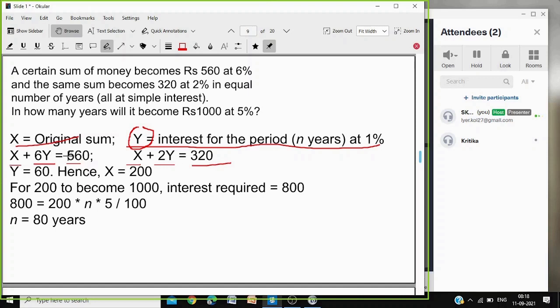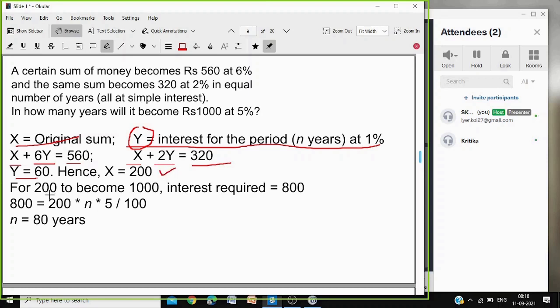So at 6%, X plus 6Y, and at 2%, X plus 2Y. If you subtract X plus 6Y equal to 560 and X plus 2Y equal to 320, the X will cancel. You get 4Y equal to 560 minus 320, that will be 240, so Y equal to 40. Then with Y equal to 40, you put it in any of the equations. So X plus 2Y, that means 120, will be 320, so X equal to 200. So I got the original sum.